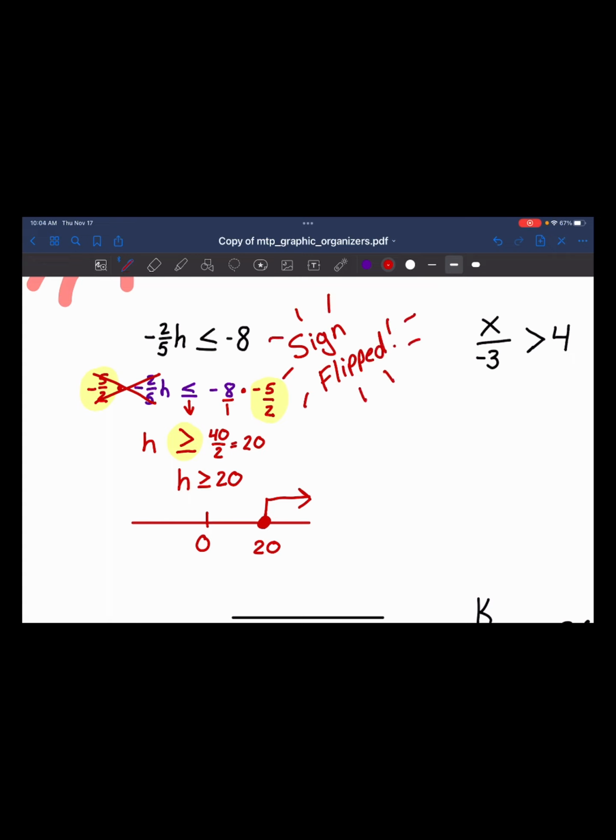Because I multiplied by a negative to both sides. Remember guys, if I'm going ever too fast, feel free to rewind, pause, anything like that, okay? All right, let's go ahead and do the next problem.